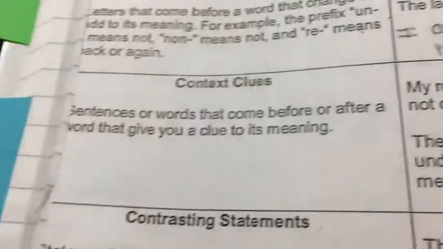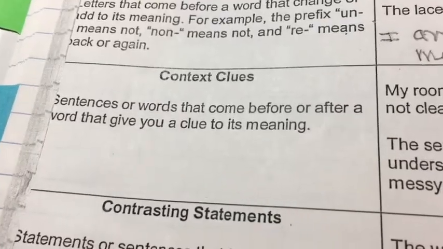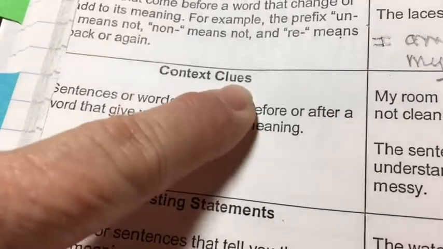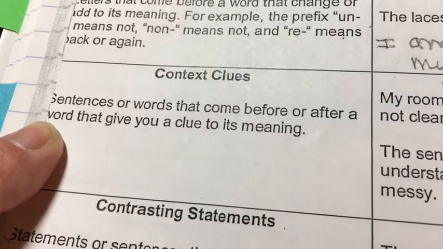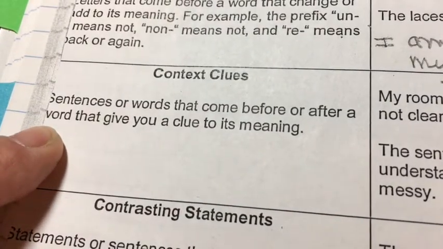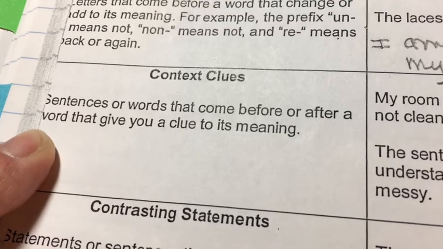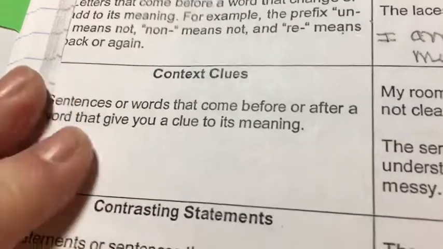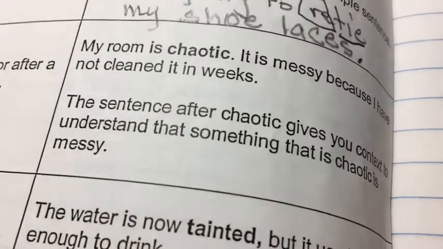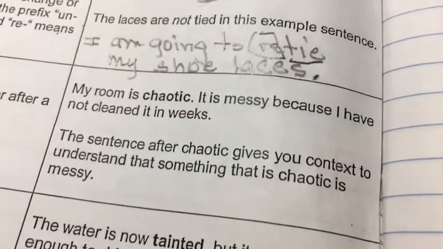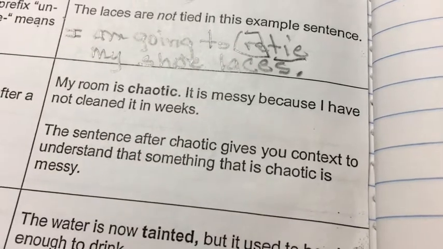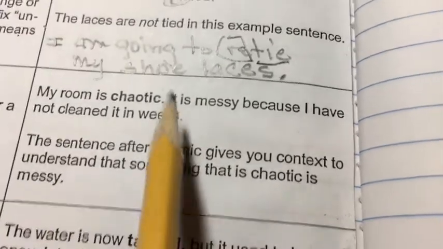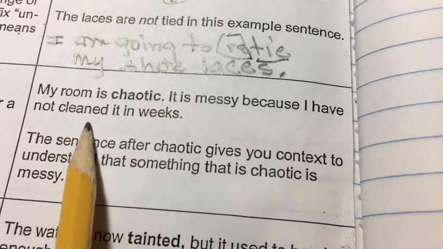All right, our second strategy for vocabulary in context is sentences or context clues. And context clues are sentences or words that come before or after a word that you might not know that give you a clue to its meaning. So let's look at the example that we have here. It says, my room is chaotic. It is messy because I have not cleaned it in weeks. Okay, now, my room would be messy too if I did not clean it in weeks.